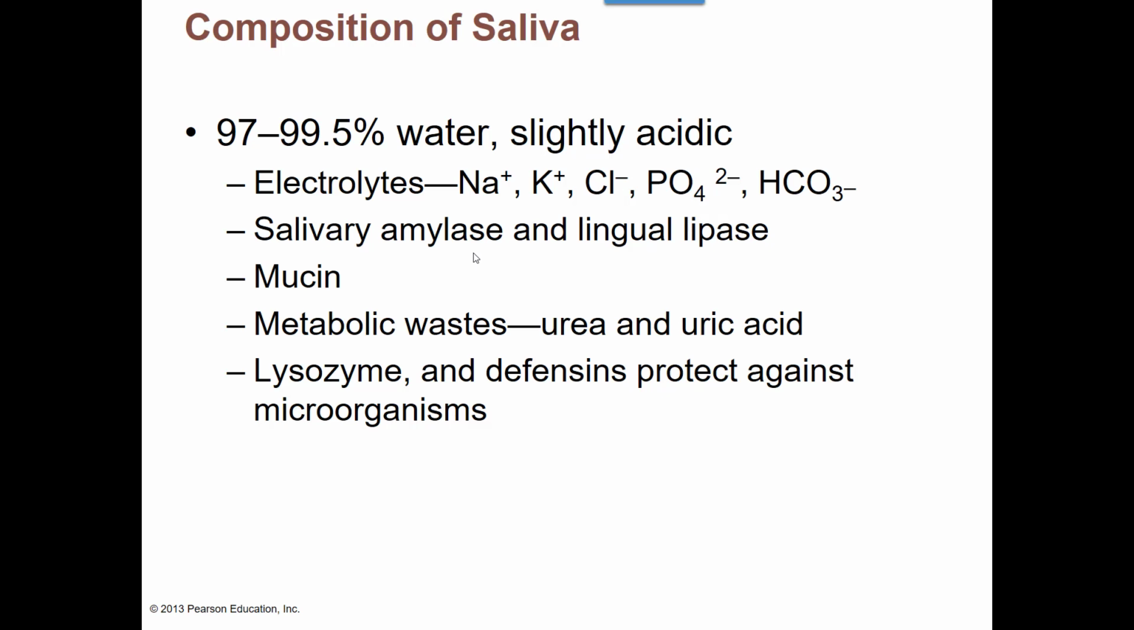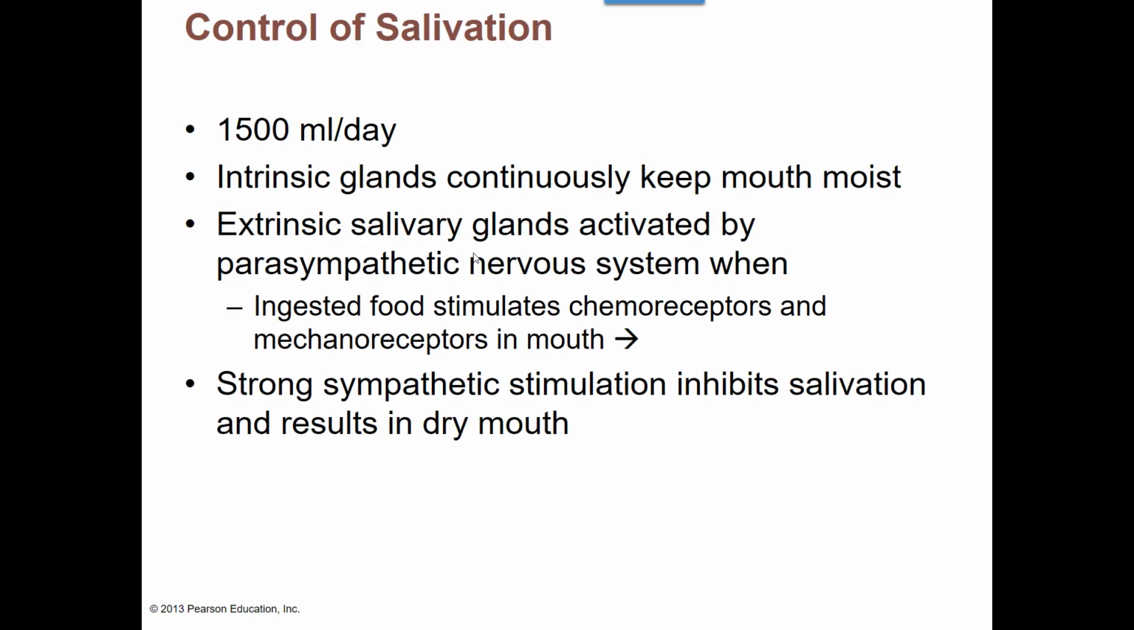Now, controlling our salivation, we could make 1,500 milliliters a day or 1.5 liters of saliva a day. So if you think how big a 2-liter bottle is, well, we make 1.5 liters of saliva a day. A lot of that is those intrinsic glands that are continuously keeping your mouth moist. And then your extrinsic salivary glands, they're activated by our nervous system when you start eating.